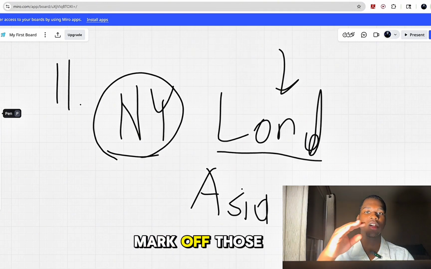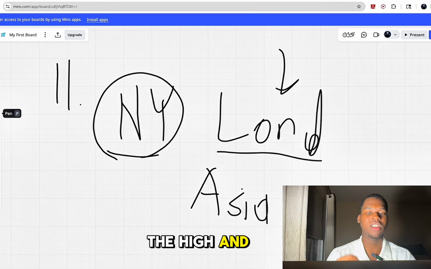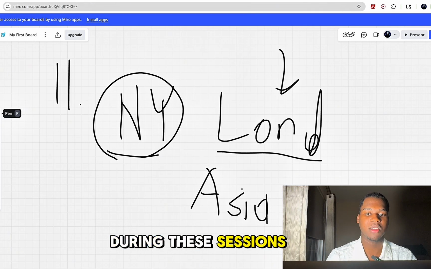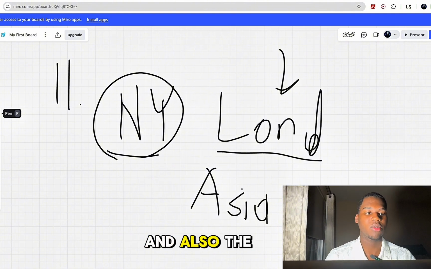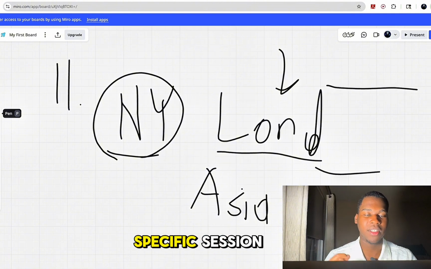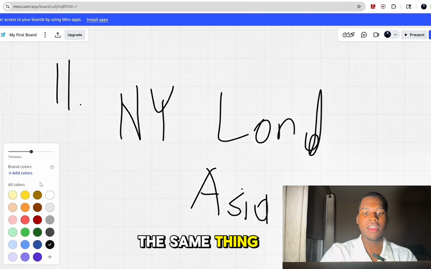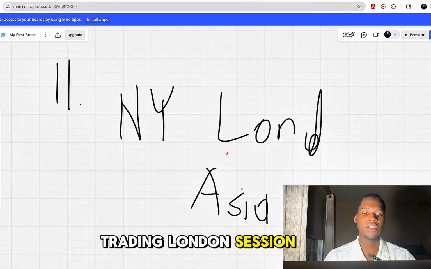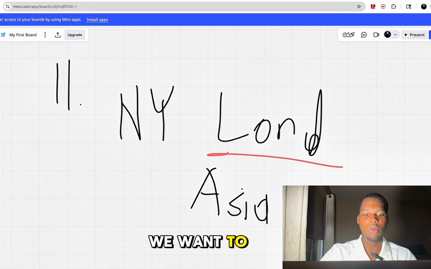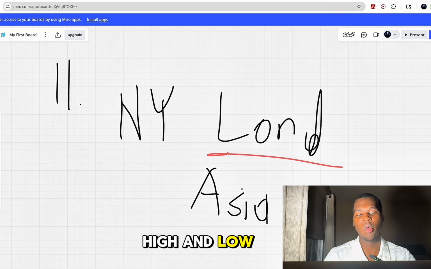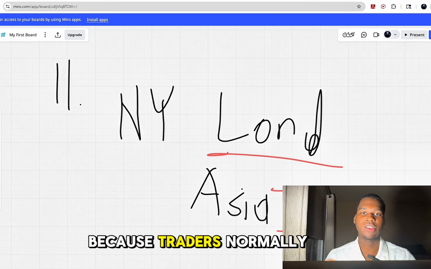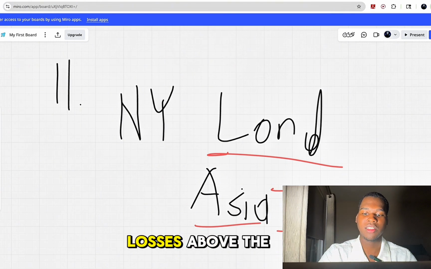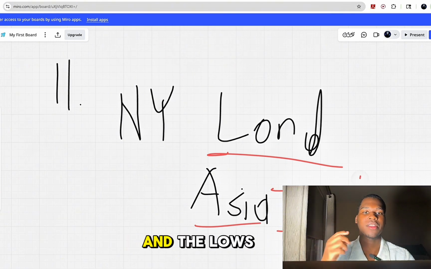So we want to mark off those two areas, the high and low, because traders normally during these sessions put their stop losses above the highs and also the lows of that specific session. The same thing if we are trading London session. We want to mark off the high and low of the previous session, which is Asia, because traders normally put their stop losses above the highs and the lows.